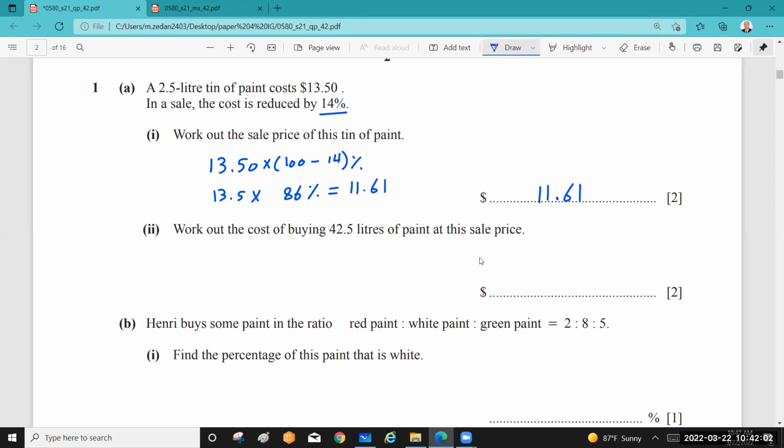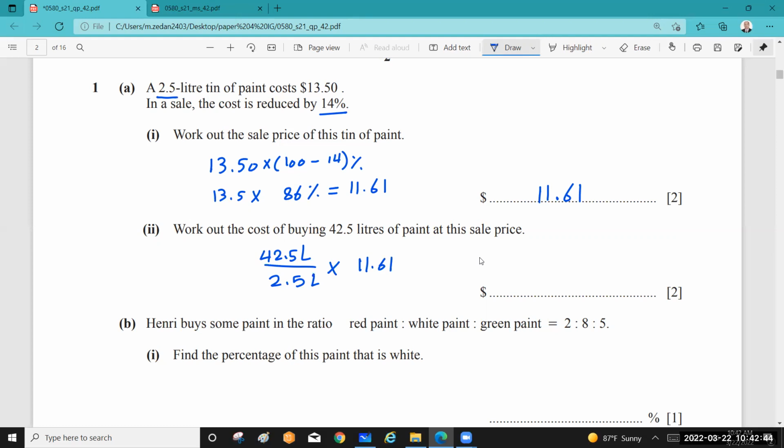Work out the cost of buying 42.5 liters of paint at this price. 42.5 liters is sold in tins of 2.5 liters each. So you need to divide the 42.5 liters by the volume of each tin, 2.5, to know how many tins you need. Then multiply by the new price of each tin, 11.61. Okay.